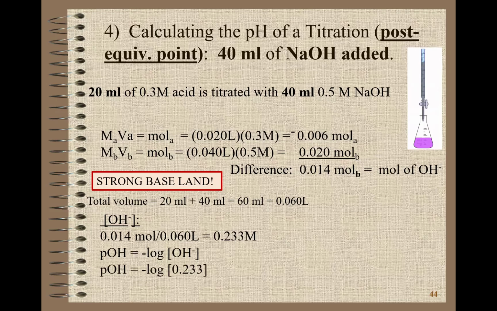I take the log of 0.233. I get a negative number, and the negative of that is, we're not done yet. We want the pH. How do we get the pH, Akil? You know the pOH, how do we get the pH? Subtract from 14. Yes. Got it. Nice. So 14 minus 0.63, it's going to be 13.4. And ladies and gentlemen, we are in strong base land.